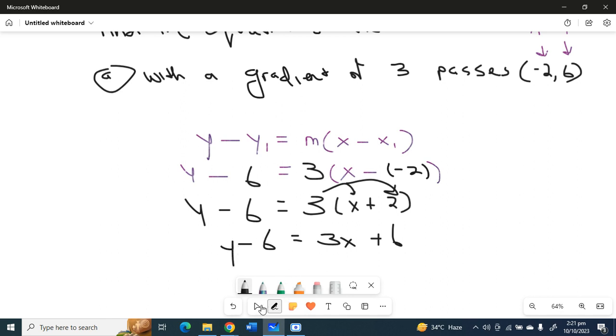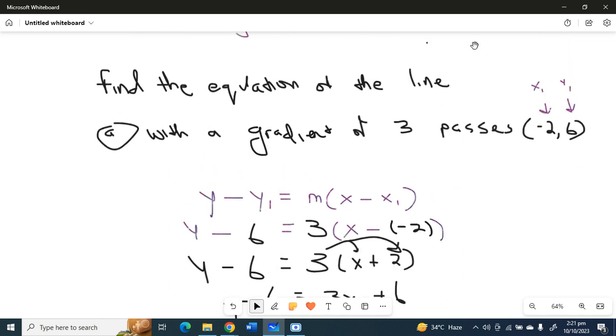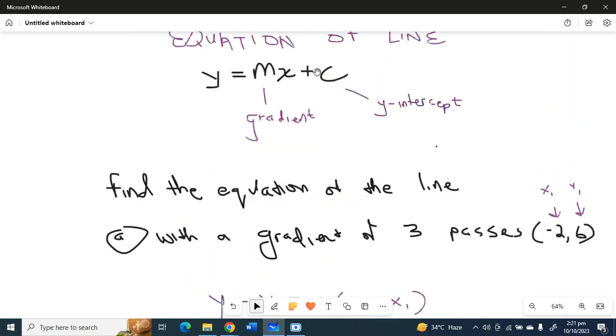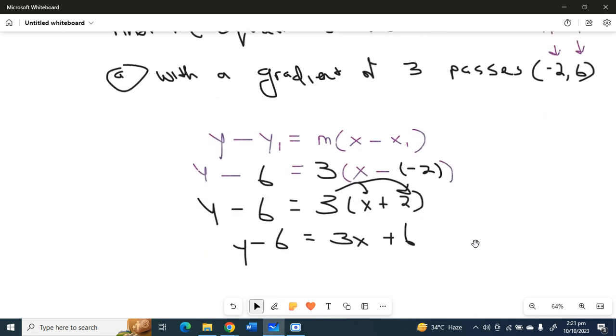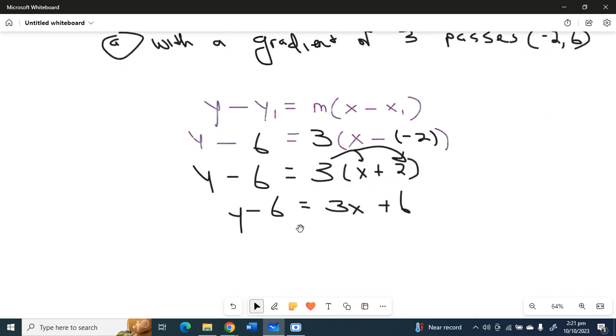Okay, now if we remember, as I said, the equation of a line is y equals mx plus c. So basically you want y to be the subject of the formula. So in this case here, we want y to be the subject of the formula. So we take this -6 over to the right hand side. So we're going to have 3x plus 6. Since this was negative, it crosses over, it becomes positive. So it's a plus 6.